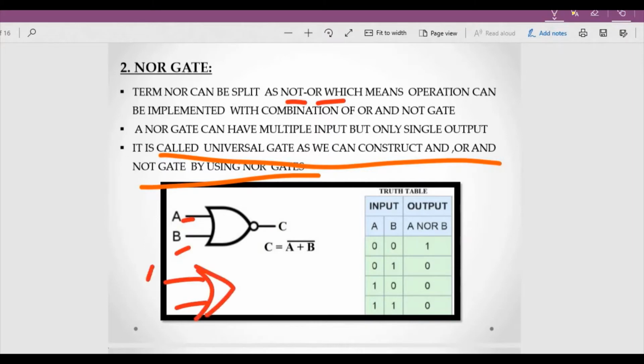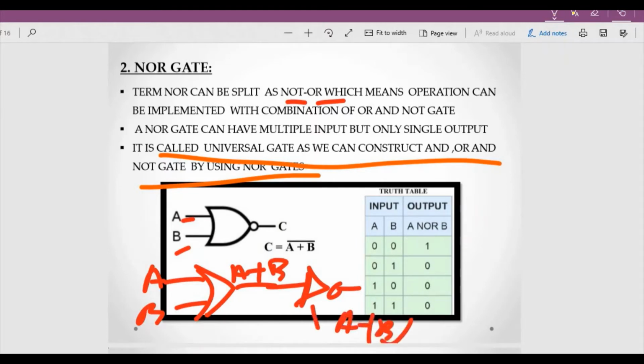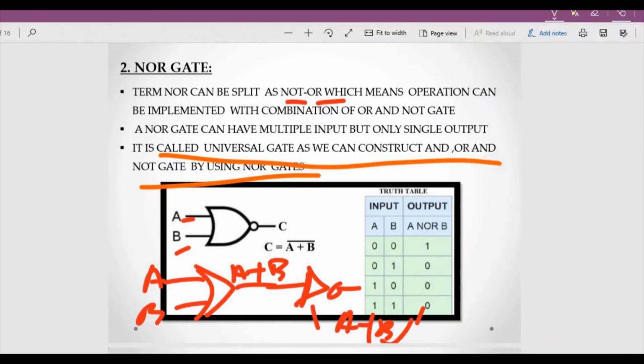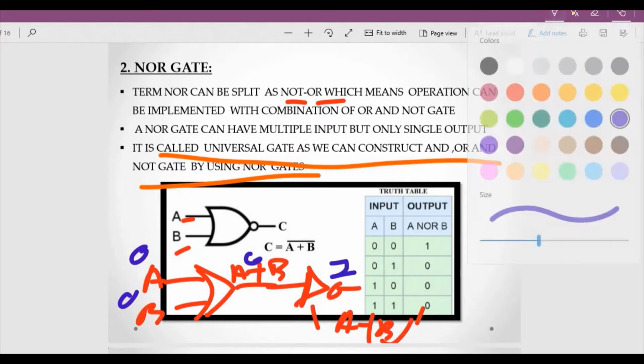This is an OR gate. This is A, this is B. Here you are getting A plus B, and it is getting into an inverter, and here you are getting A plus B complement. Okay, so now in this case also we will take one by one values and we will generate the truth table. So for example, if both are 0, so 0 addition would be obviously 0. What is the complement of it? 1.